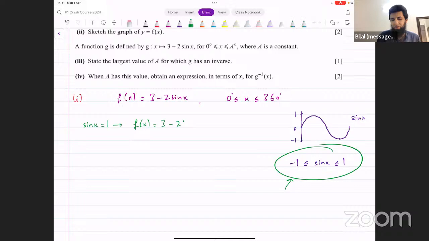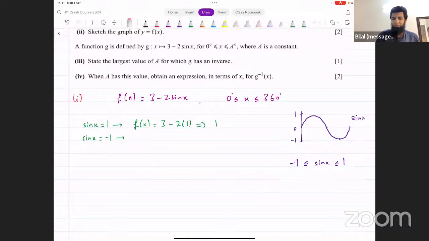So 3 minus 2 into 1, what do you get? You get 1 from that. 3 minus 2 is 1. And then what you do is, you input sine x equals -1. That's the other extreme value of sine. You input that, and that gives you 3 minus 2 into -1. That's 3 plus 2, which is 5.